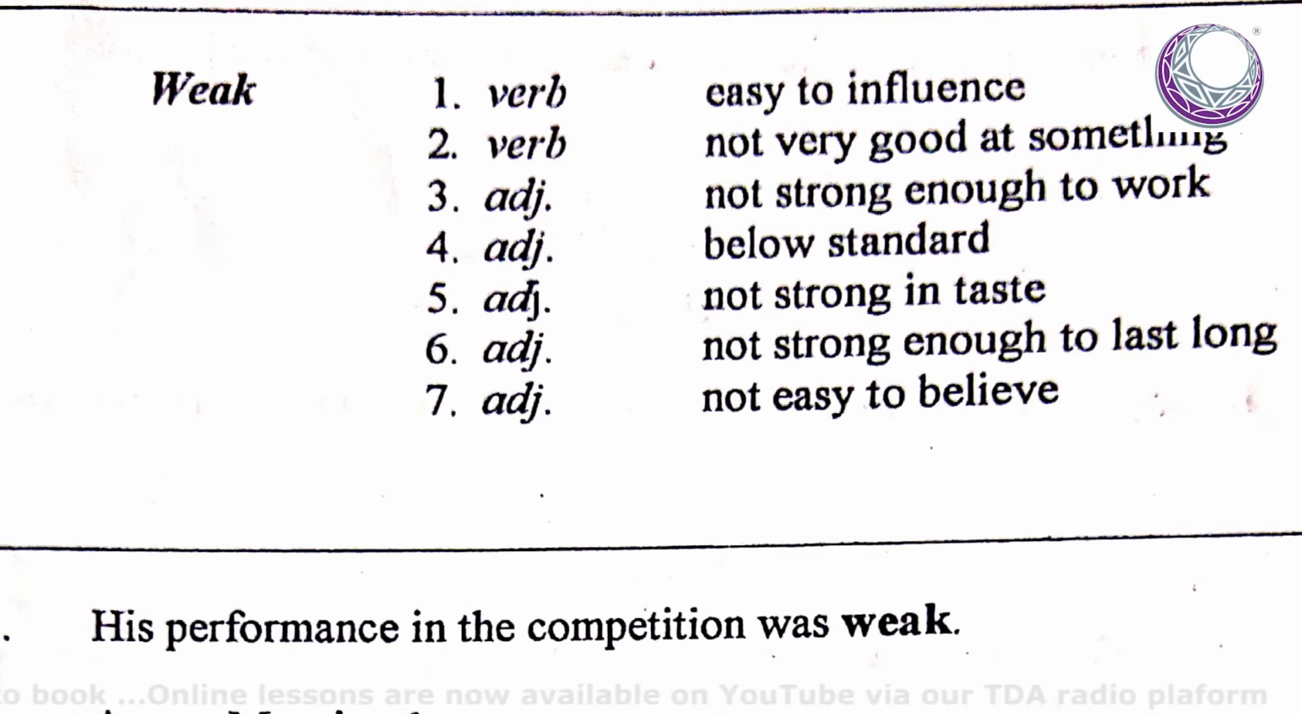So when you check these two, if you're not very careful, you might pick this one, but it's actually not correct, all right? So you go for meaning two, which is his performance in the competition was weak, meaning he was not good at something that he was doing. So we can move on to the next one.